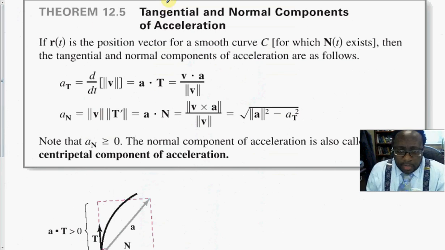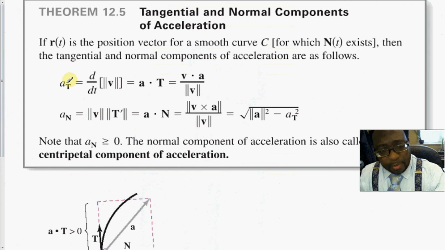How do we compute the tangential and normal components of acceleration? By the way, a sub n is what we consider centripetal force, or the centripetal component of acceleration. So a sub t is simply the dot product of a and the tangent vector. Some who may not want to calculate the tangent vector, if you find the first derivative of r, take the dot product of the velocity and acceleration vectors divided by the norm of velocity, and you get the tangential component of acceleration.